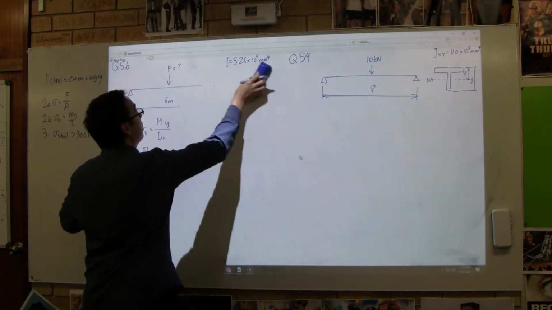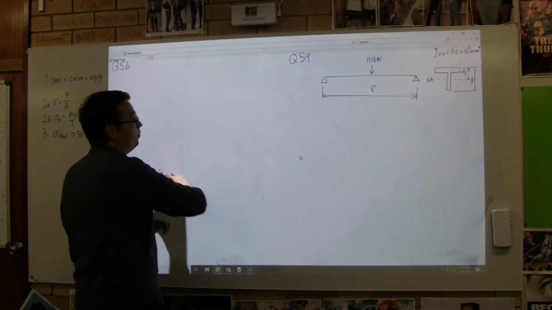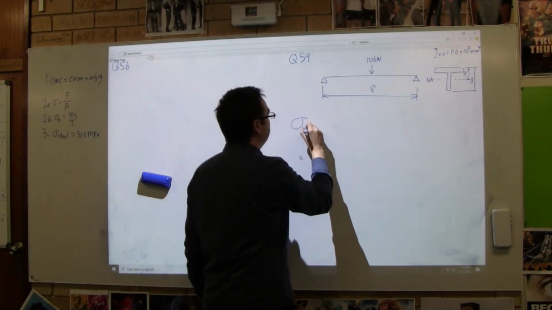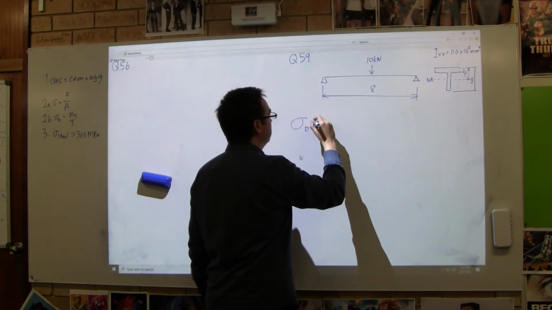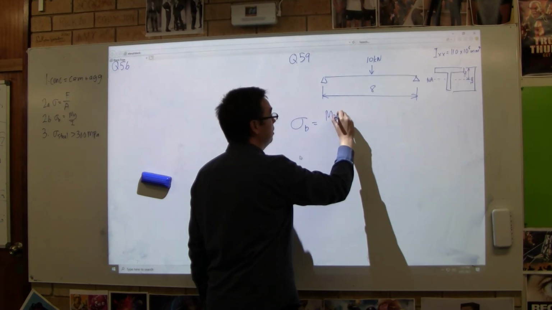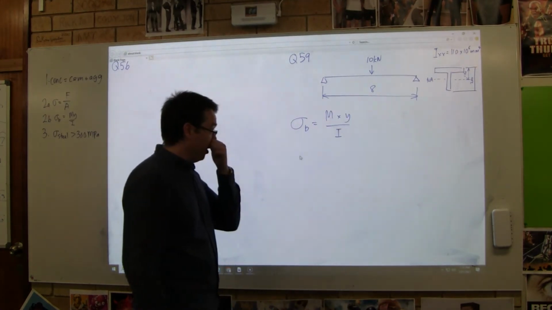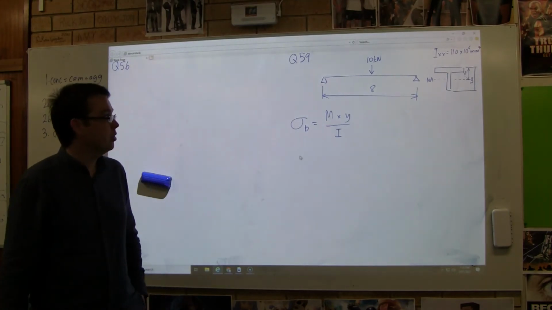I'm going to clear this part off so I can just use this space. You know what, I'll just move over. Okay, sigma B equals MY over I. MY over I is how I've always learned to say.